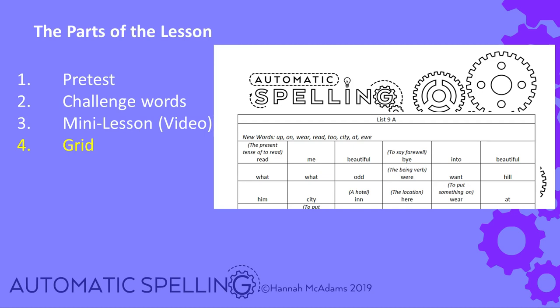So the grid does take a while. It's the heart of the lesson. Well, let me go to the next slide here. So why do we use a grid instead of a list? Well, so the new words, there's only 7, sometimes 8 new words at a time, instead of memorizing 20 words in a week. That gets very overwhelming.